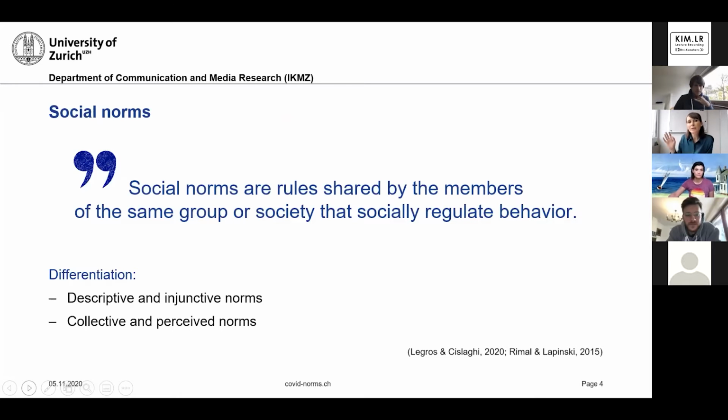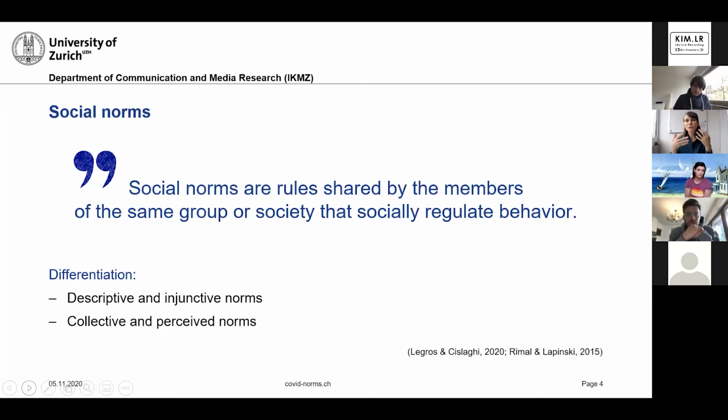There are various definitions of social norms, and the most common ground is that social norms are rules shared by the members of the same group or society. That already implies that social norms are directly linked to groups, and that these groups can be rather small groups of the direct social environment, but also more distant groups on more abstract levels like whole societies or cultures. And these social norms are sought to socially regulate behaviors because they indicate what most others in these groups do and what they approve of.